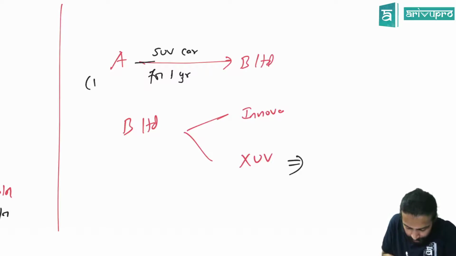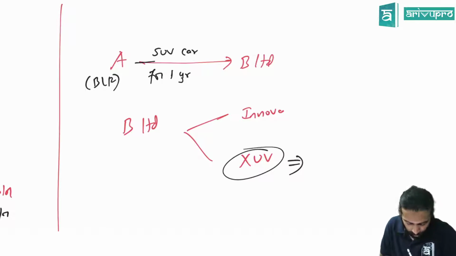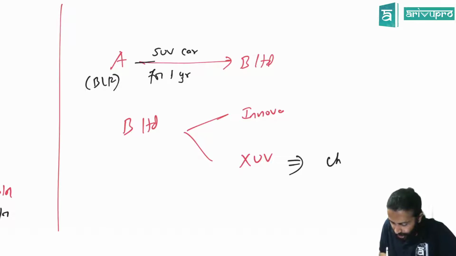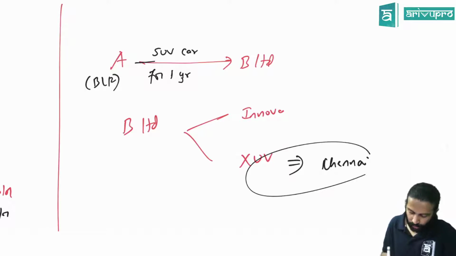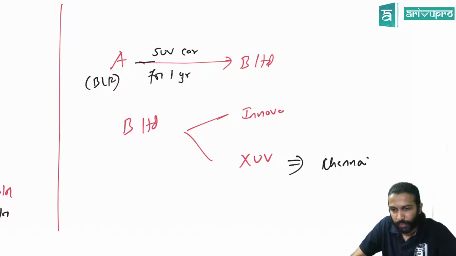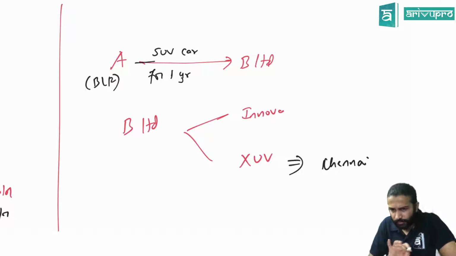Let's say this B Limited is in Bangalore. This XUV car, he sent it to another customer. He's there in, let's say, Mumbai. Or maybe a realistic one, let's say he sent it to a customer in Chennai. This XUV he has leased to a customer in Chennai. Now you tell me, what car will B Limited give to A Limited? Innova. Correct? Because that's the only car available with him.